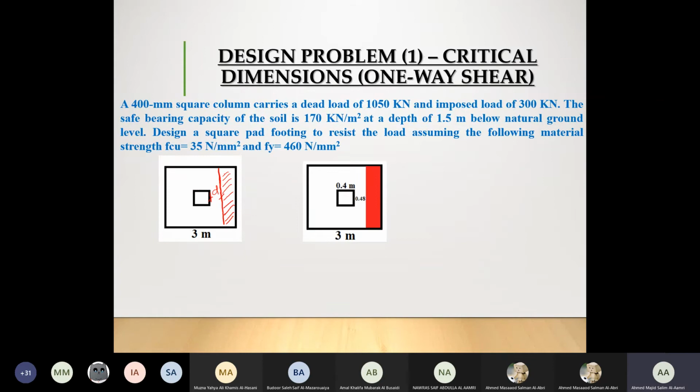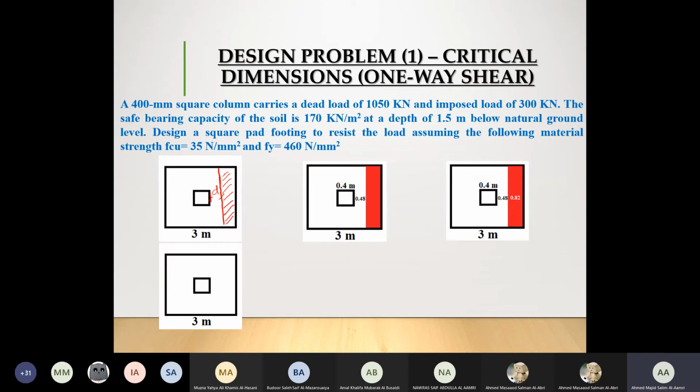that this is an illustration of whatever I have explained for you. This is in case of a one-way shear. So you can see that that particular length is 0.82 in one direction. In the other direction that we need to take into account is 0.48 as well.